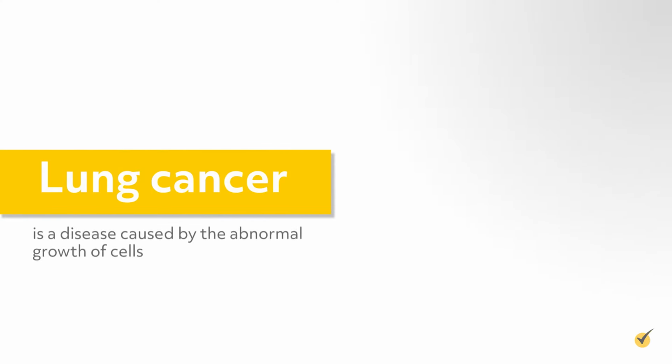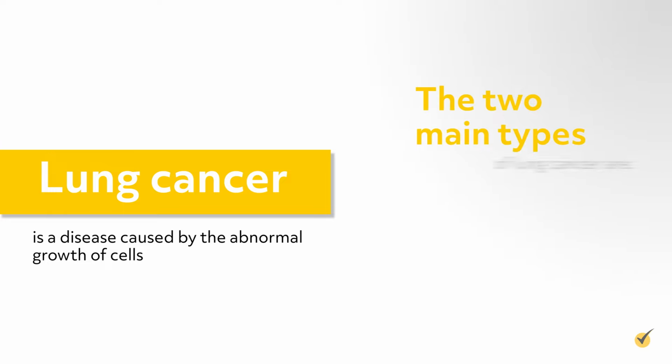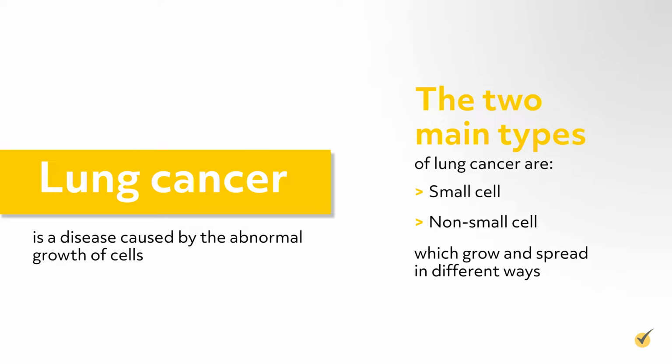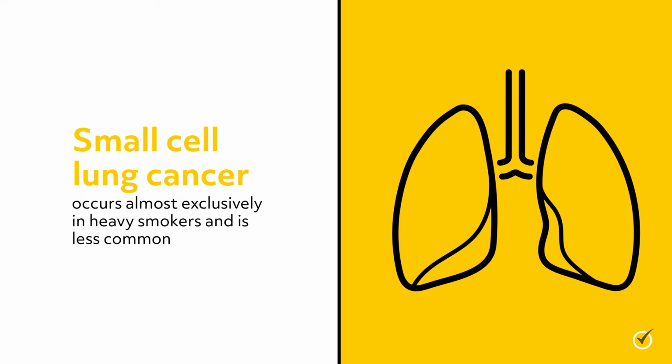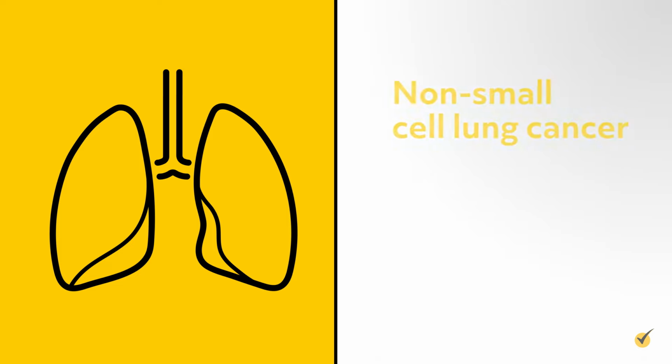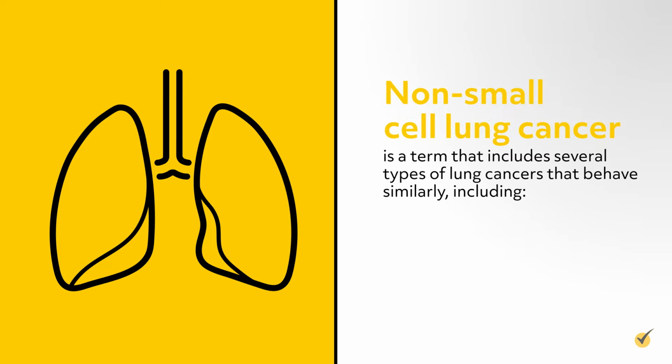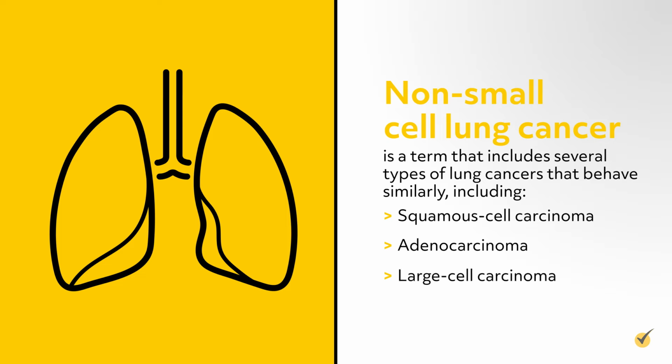Lung cancer is a disease caused by the abnormal growth of cells. The two main types of lung cancer are small cell and non-small cell, which grow and spread in different ways. Small cell lung cancer occurs almost exclusively in heavy smokers and is less common. Non-small cell lung cancer is a term that includes several types of lung cancers that behave similarly, including squamous cell carcinoma, adenocarcinoma, and large cell carcinoma.